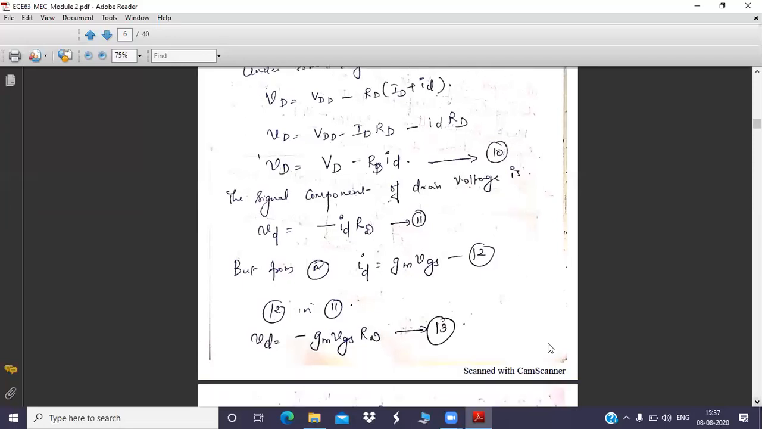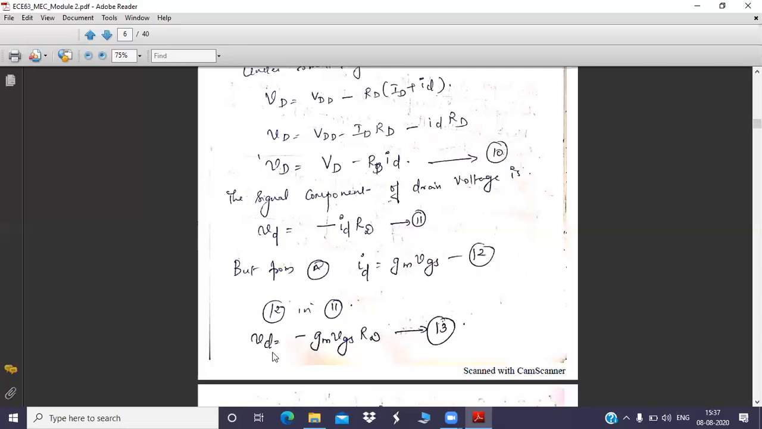So now you got the equation for output voltage. This is the equation for output voltage, VD, and this is your input. VGS is your input, VD is your output. Hope it is clear. This is your AC input, this is your AC output.